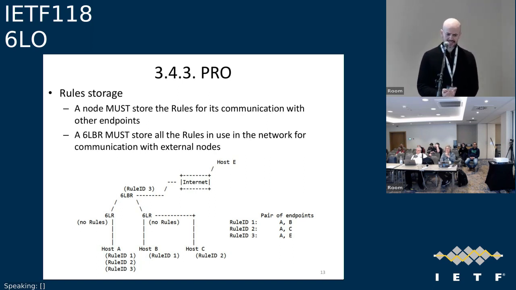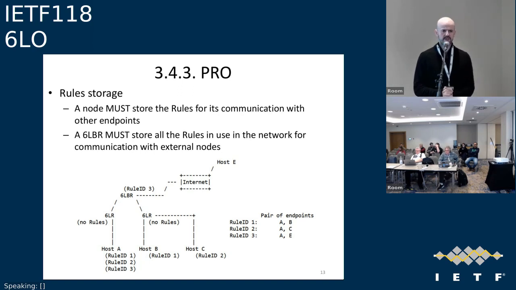So in this case, as in TRO, the 6LRs do not store any rules. And the difference is that the 6LBR only needs to store one rule, like the ID3 in this case, which is the rule that is used for communication with external nodes. So a 6LBR needs to store only the rules that are used for communication that involve external nodes.